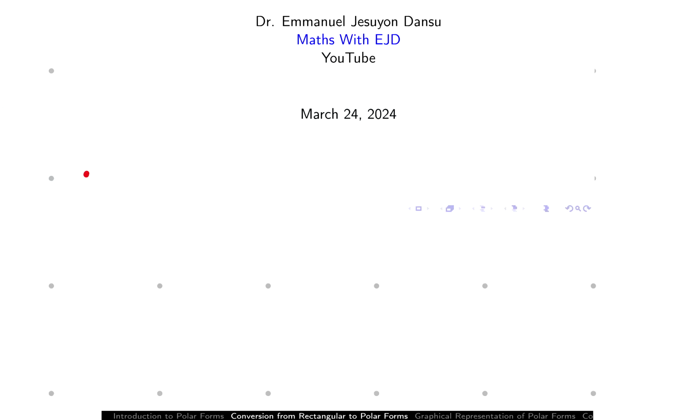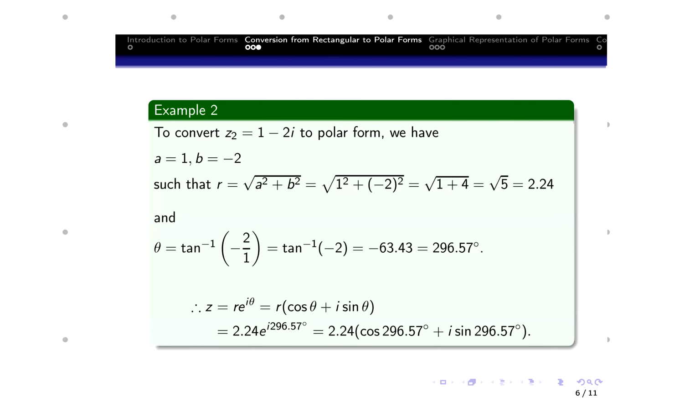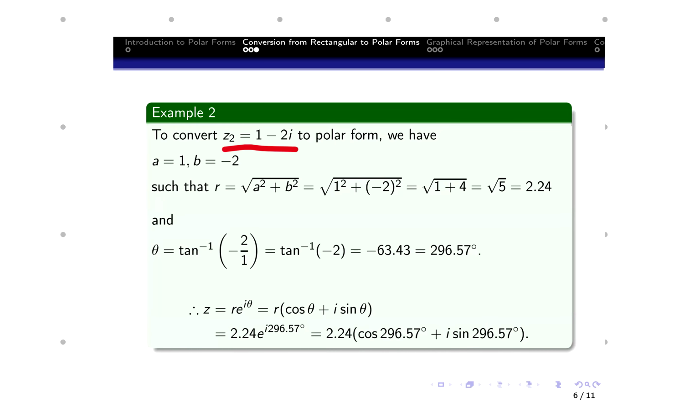So we want to convert Z2, which is 1 minus 2i, to polar form. Again here, A is 1 and B is minus 2, the imaginary part. So your R is simply the square root of A squared plus B squared. That's the square root of 1 squared plus minus 2 squared. That is the square root of 1 plus 4. That is the square root of 5. And in decimal form, that's 2.24.